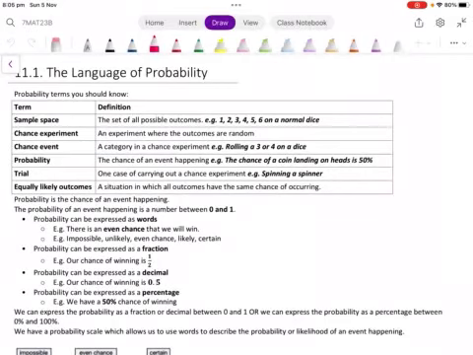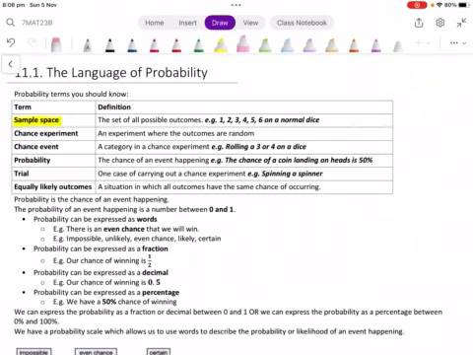Hi Year 7, today we are starting the new topic of probability and we're just going to look at the language of probability. So here are some probability terms you should know. The first term is sample space and its definition is the set of all possible outcomes, e.g. 1, 2, 3, 4, 5, 6 on a normal dice is the sample space.